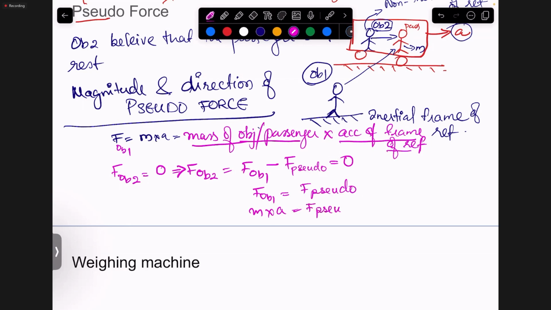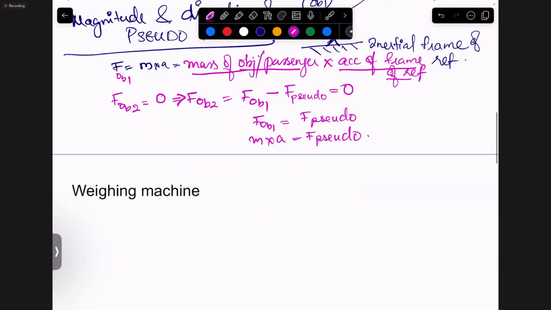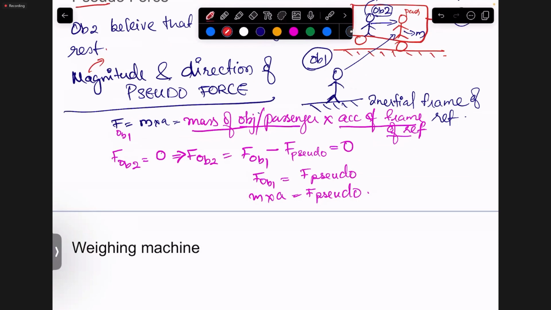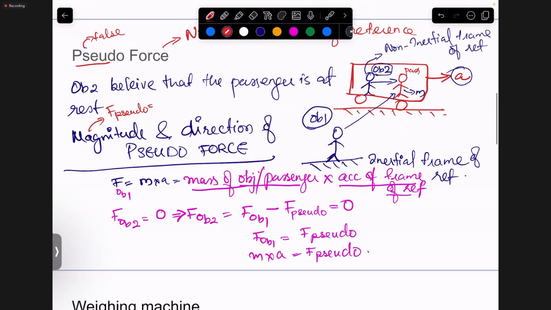So what is F pseudo? The magnitude of pseudo force is what? The magnitude of F pseudo is mass of object times acceleration of frame of reference. Okay. So that is how we calculate the magnitude of pseudo force.